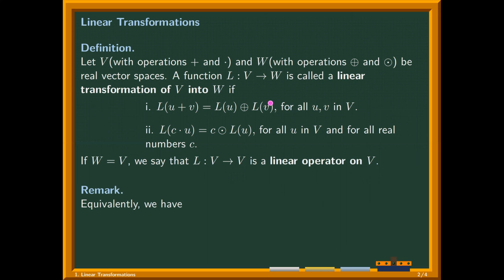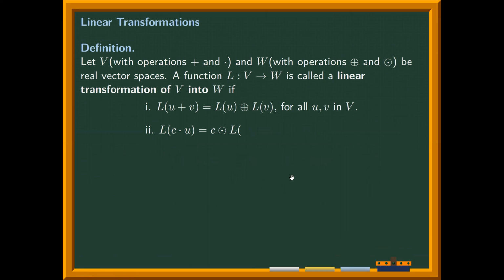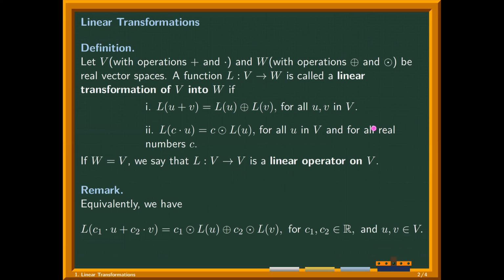Note that the definition of a linear transformation can be stated in the following manner. Instead of stating these two conditions, we can say that L is a linear transformation of V into W if for every scalars c1, c2, and vectors u, v in the domain, this identity holds. The image under L of the linear combination of u and v with scalars c1 and c2 is equal to the linear combination in W of L of u and L of v with scalars c1 and c2.